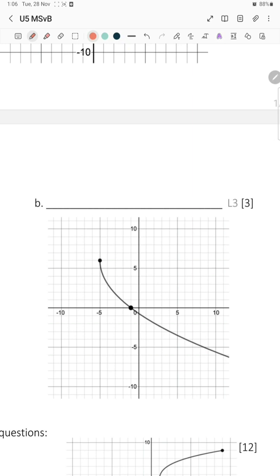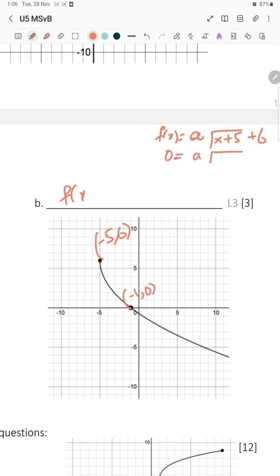Cube root function, and its value is at minus 5 and 6. So f of x is equal to a x plus 5 plus 6. If we take this value, this is minus 1 and 0, minus 1 plus 5 plus 6, 4 2 2 3 is 6 minus 3 is equal to a.